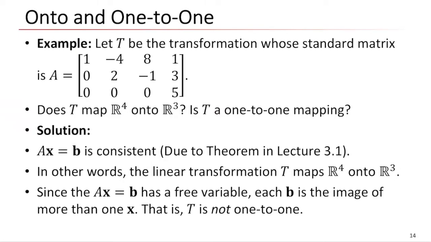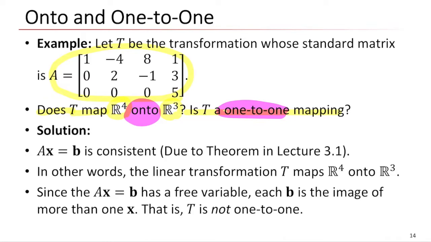So here is the example. Let T be the transformation whose standard matrix is like this. The question is: does the transformation T map R4 onto R3? The first question is related to onto. Then, is the transformation a one-to-one mapping, right? So yeah, here are two questions.